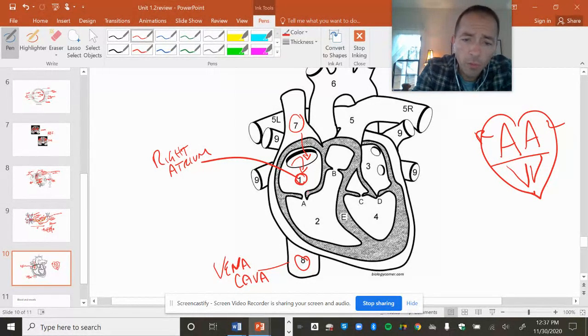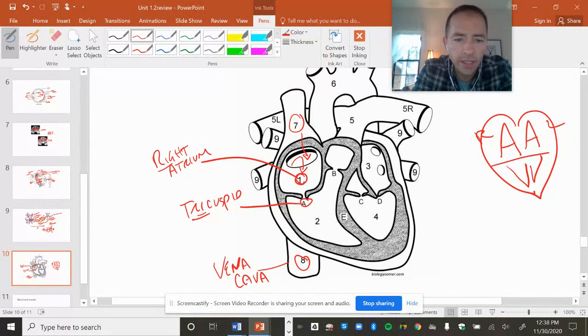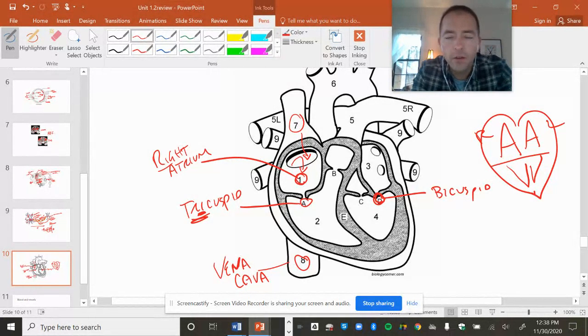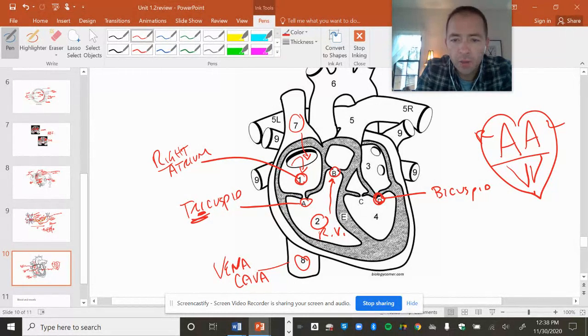So then the right atrium will push past A, which is a valve. That is the tricuspid valve. Right is within tri. So it's going to be on the tri, because D over here is going to be the bicuspid valve, right? So we move from the right atrium down to the right ventricle. I'm just going to put RV. And then the right ventricle is going to push it up through B, which is a semilunar valve, because it is half moon-shaped. C is also a semilunar valve.